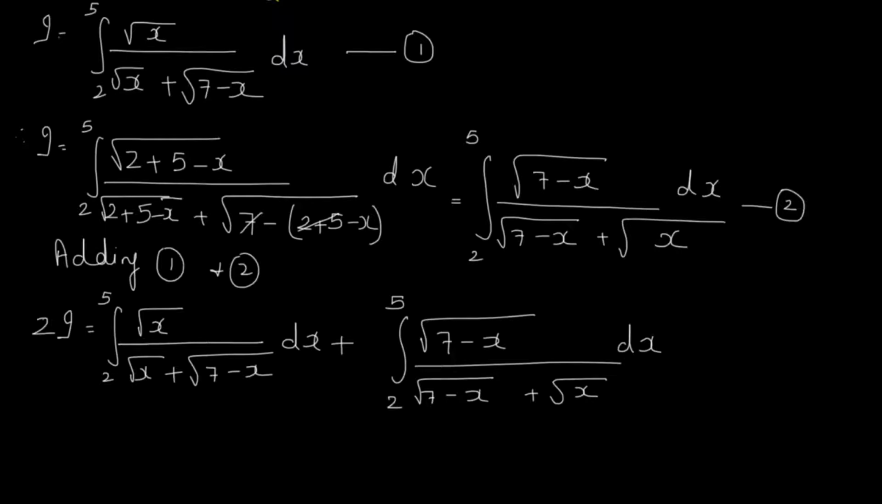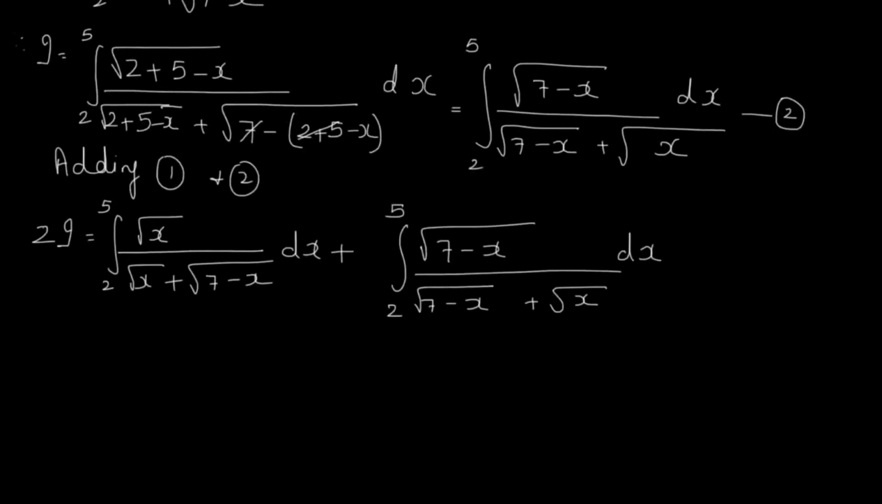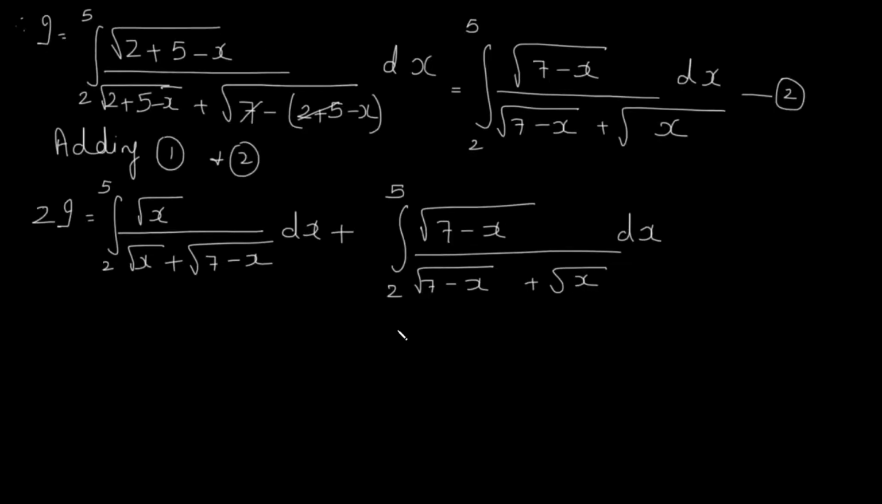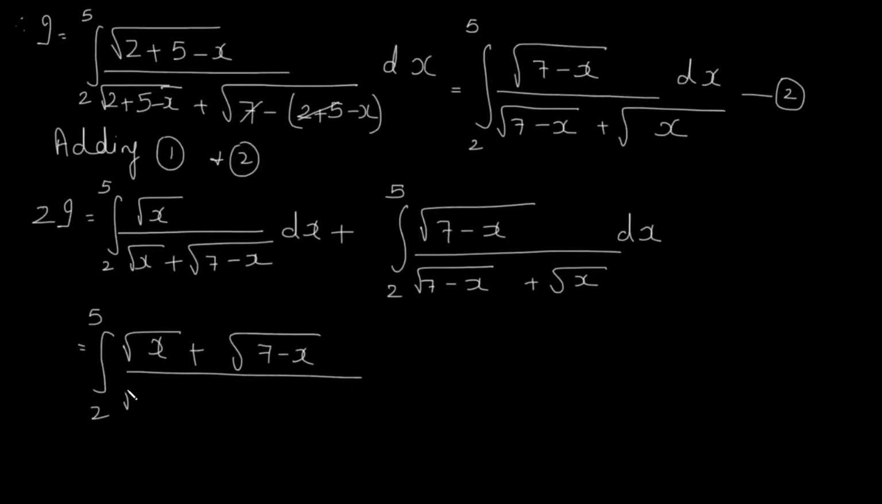Now what do we observe? We observe that the denominator is the same for both the terms. Isn't it? The denominator is the same. So we bring them under the common denominator, and also we combine the integrals. So we get the integral from 2 to 5 of root of x plus root of 7 minus x upon root of x plus root of 7 minus x dx. This becomes again 2I on the LHS.